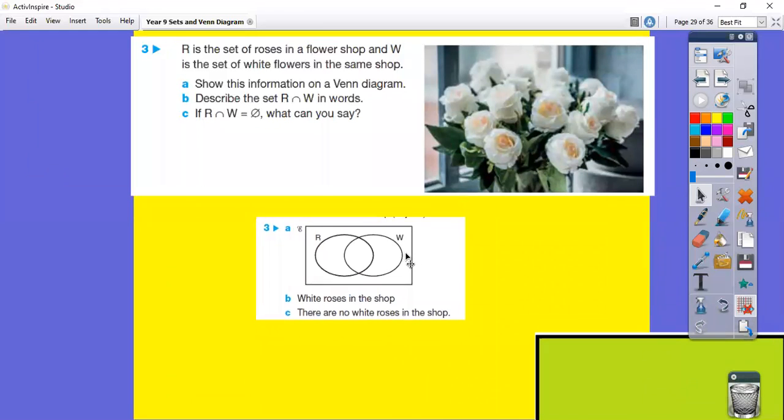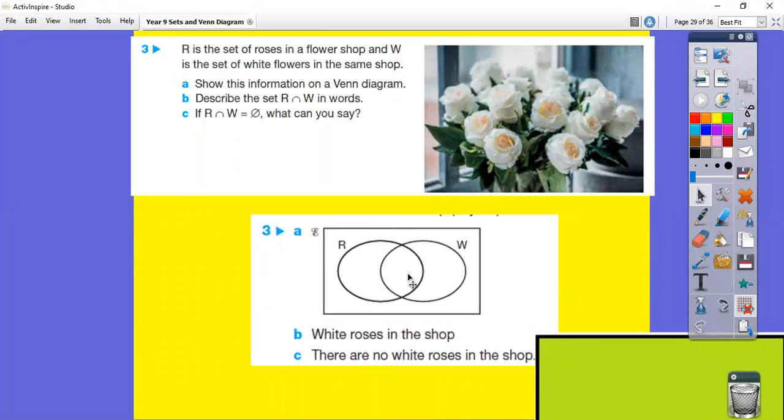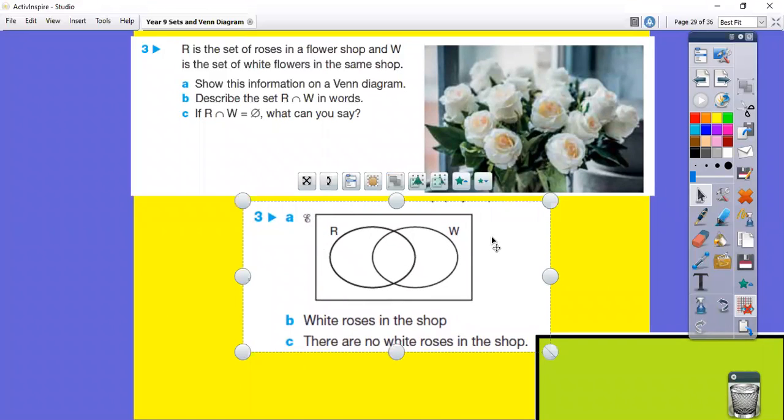So looking again at the solutions, here's a universal set. And you've got the red flowers, the roses, and the white flowers. The intersection shows us the white roses in the shop, and there are no white roses in the shop. So it says show this information. Here's the pictorial representation of this information on a Venn diagram.